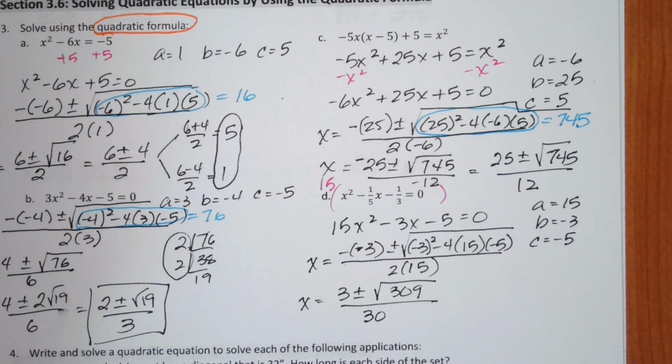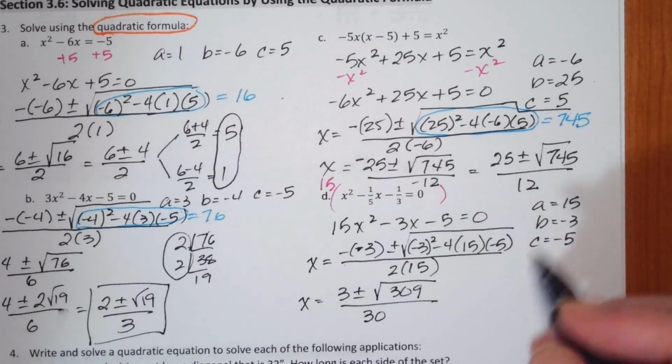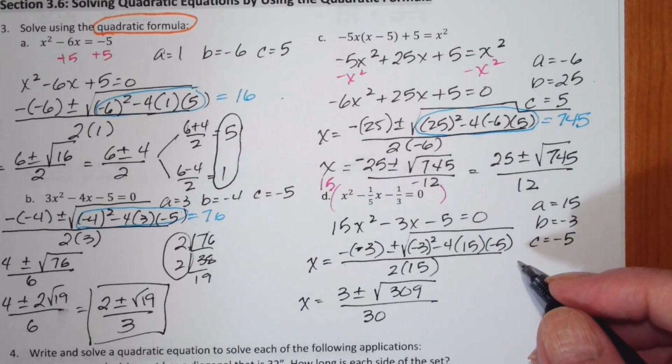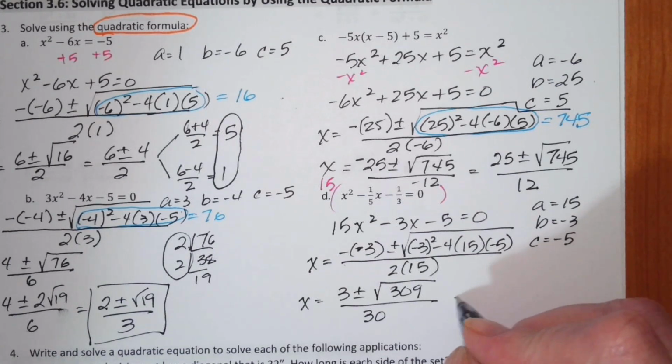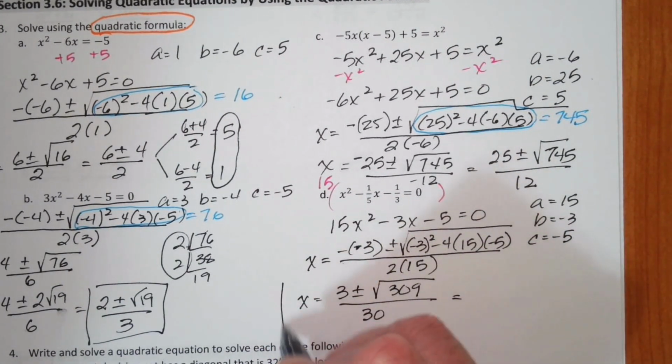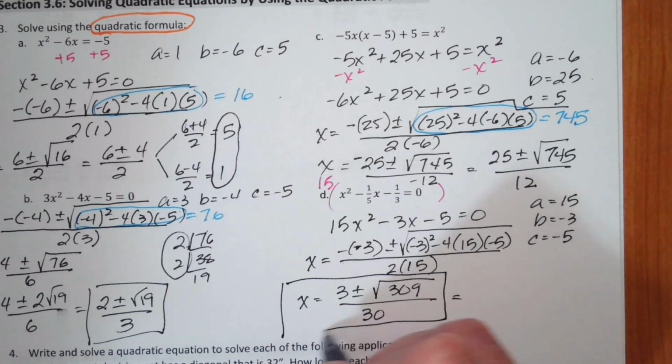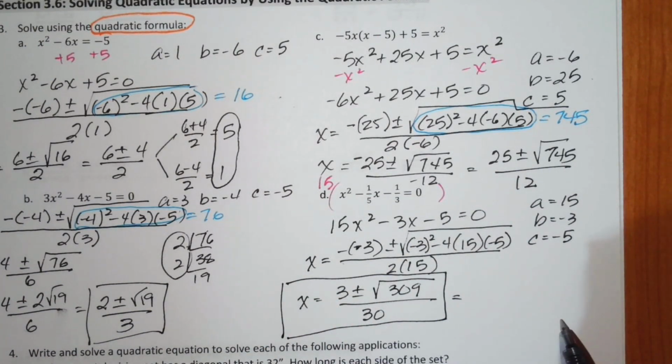Let's see, 309 is divisible by 3. And I think 103 is prime. So there's nothing I can do here. So this is just my answer. Now again, if you had stuck with the fractions, you would have seen that it's a little bit different, but it comes out the same.